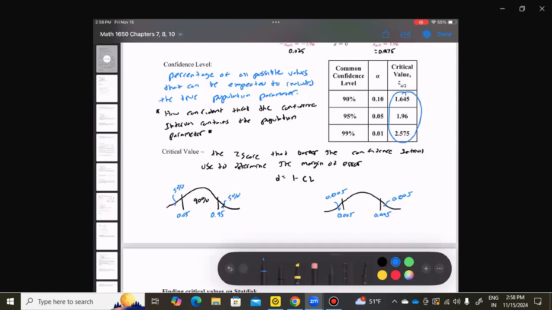And these are the common values. So when you have a confidence level of 90 or 95 or 99, you can hopefully remember them, or you can look them up on this table.